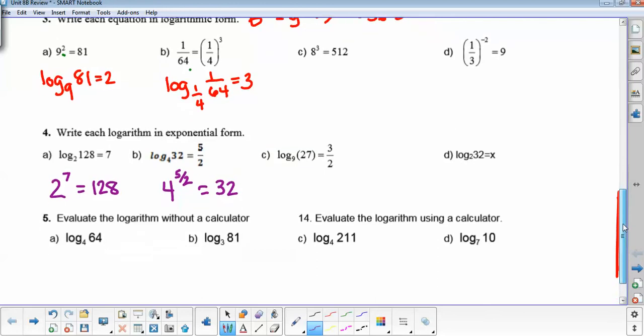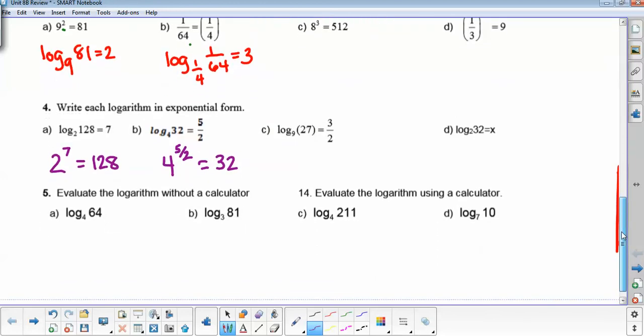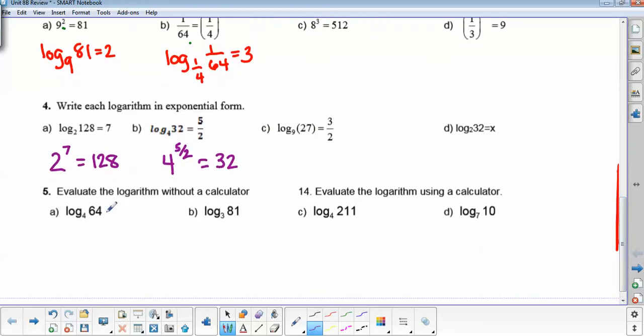All right, number 5. Evaluate the logarithm without a calculator. So the way I do that is I write equals x after it, and I rewrite it as an exponential. So 4 is the base, x is the exponent, and that equals 64. So 4 to some power equals 64. Well, let's think about it for a second. 4 times 4 is 16. That's not big enough. Times 4 again, 16 times 4, that's 64. So it's 4 to the third power.